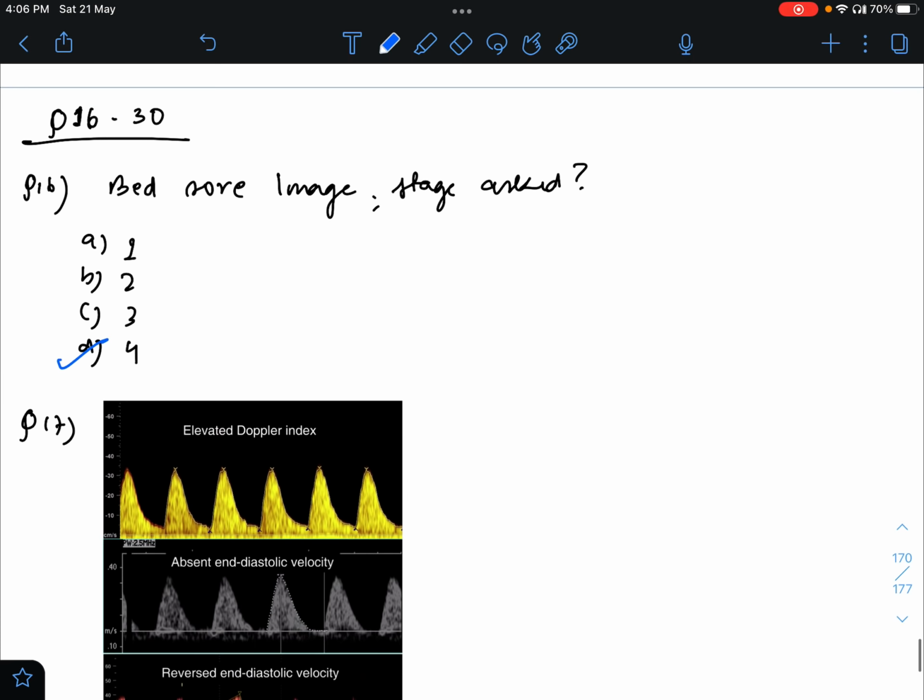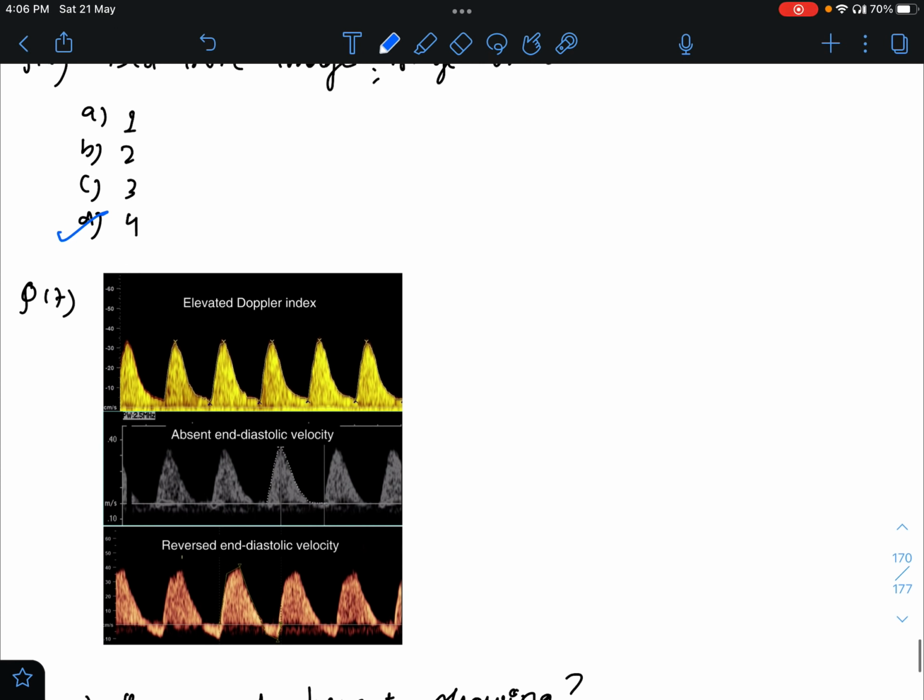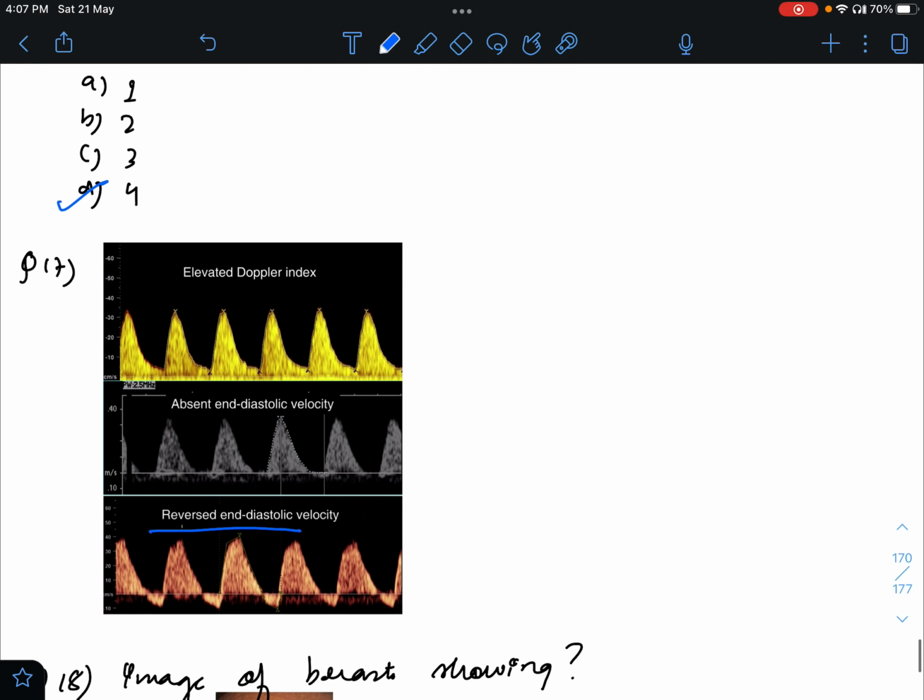There was another image that showed reversed diastolic velocity, probably done in the leg. What investigation is this? It is USG Doppler, the Doppler study for blood flow.